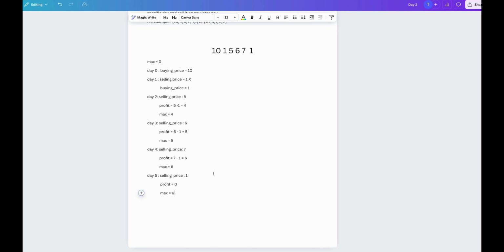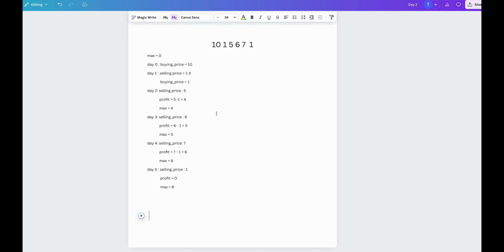Now in the second array, let's take an example of the second array, which is 10, 8, 7, 5, 2. Straight away you can see this is in decreasing order, which means I can't really sell on any other consecutive days because my profit will always be lesser compared to day 1. So if I take the same example and I do max equal to 0 and consider that I have bought it on the first day.